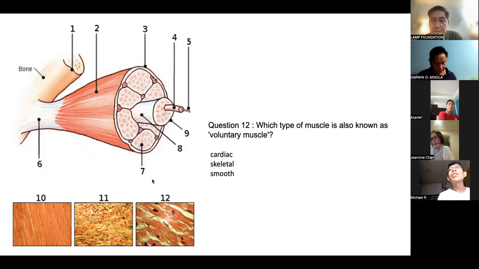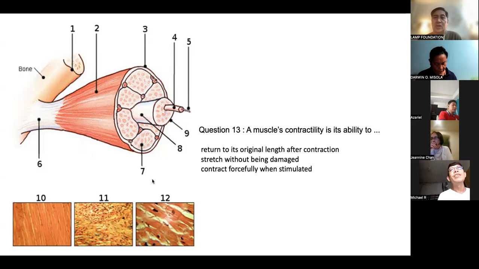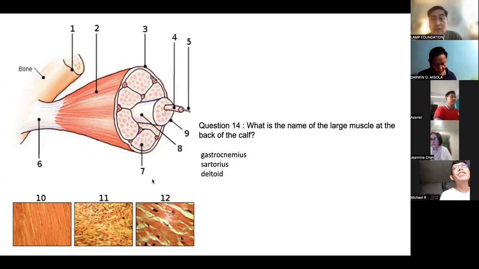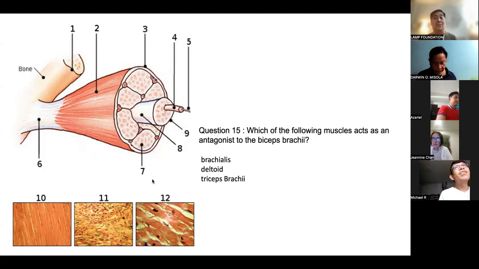Which type of muscle is known also as voluntary muscle? I call it skeletal muscle. A muscle's contractility is the ability to contract forcefully when stimulated. What is the name of the large muscle at the back of the calf? Gastrocnemius. Which of the following muscles acts as antagonist to the biceps brachii? Triceps brachii.